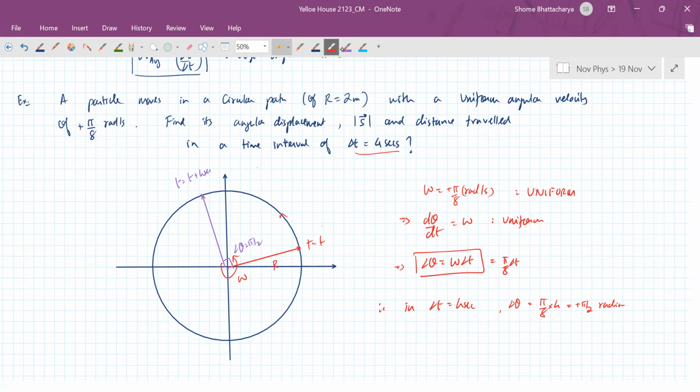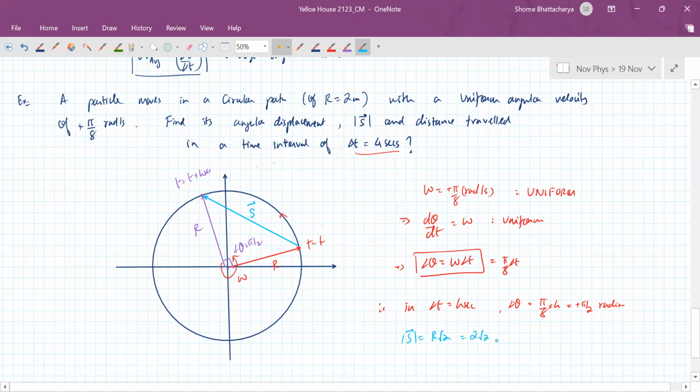So in this diagram, the displacement would be which vector? That would be this vector here, the one joining the initial with the final position. So it's the hypotenuse of this right angle isosceles triangle. So this is the displacement. You can see that the magnitude of the displacement would be r root 2. That is, in this case, 2 root 2 or approximately 2.82 meters in that time of 4 seconds, because the radius is given to me as 2 meters.